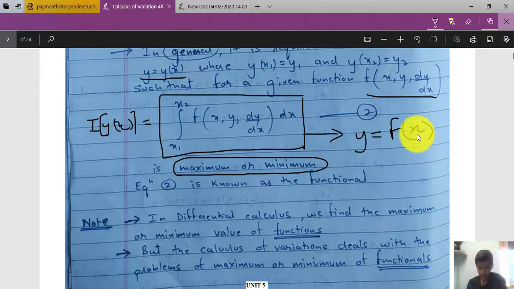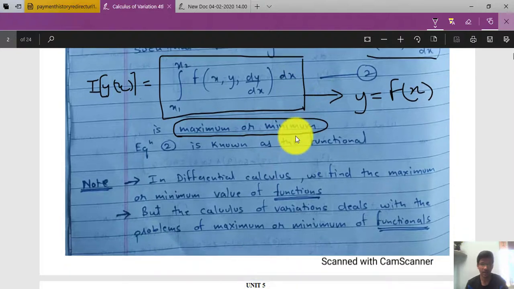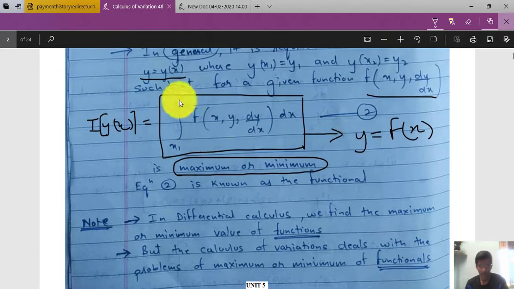Now for this equation, the above equation is an extremal, that is, it is a maximum or minimum. So after evaluating this functional, we get a function for which the above functional is maxima or minima, and this is known as a functional. Any equation will be given in this form, and we are going to find its output in terms of y is equal to f of x, that is another function.